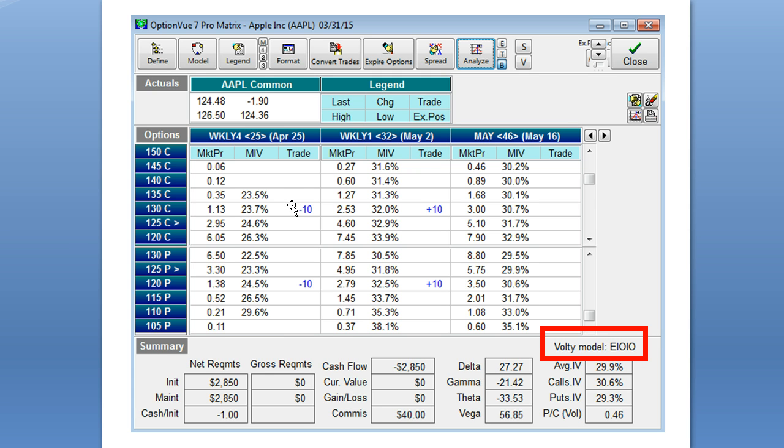Now, I want to point this out because if you were to use another broker's platform that does not include a prediction of these moving volatilities related to earnings, those platforms typically use an EIOIO model. That is, each individual option's implied volatility will stand on its own in the future. If you assume that this 32 was going to stay 32 indefinitely into the future, and this 23.7 was going to stay at a 23.7 indefinitely in the future, you are selling premium that is much, much lower than what you're buying. That's a huge disadvantage.